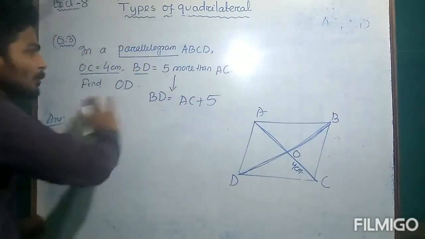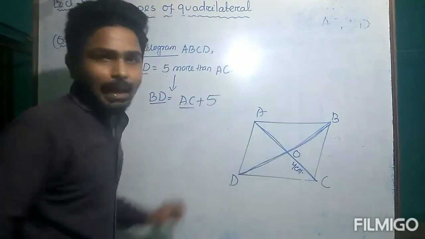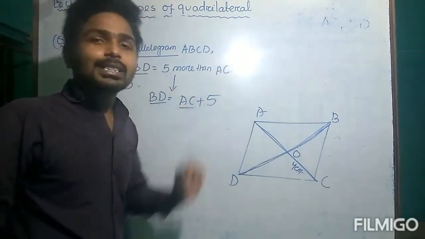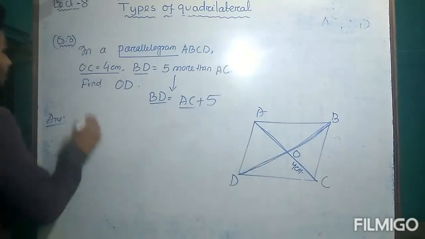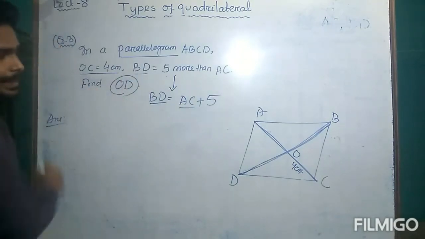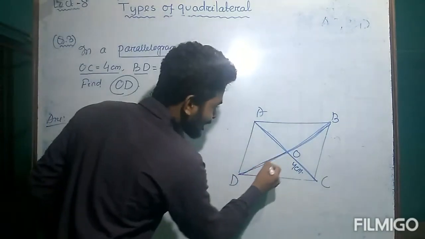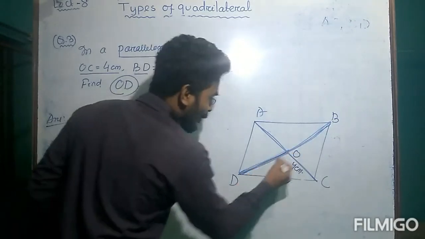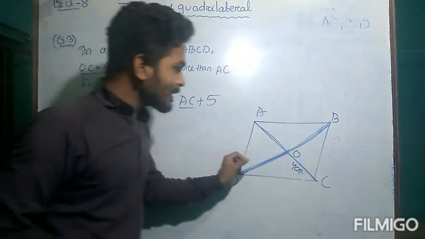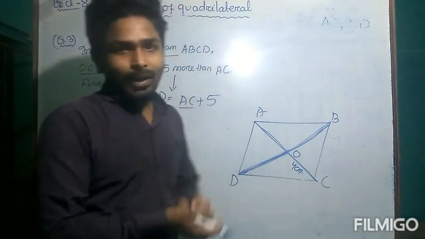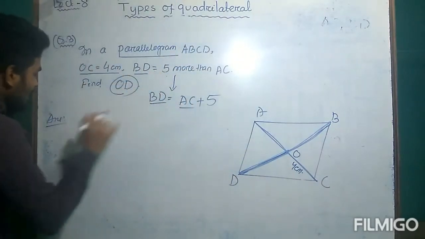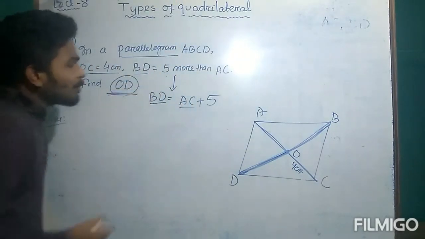But we don't know the value of BD, neither AC. So find OD. Here you have to find this length OD, by using the properties of parallelogram. So let's prove it and let's find the unknown value OD.